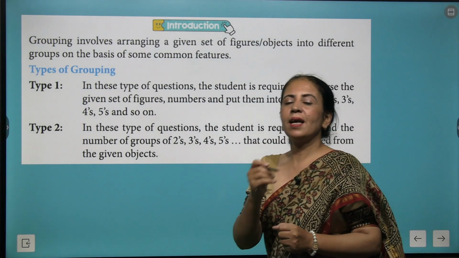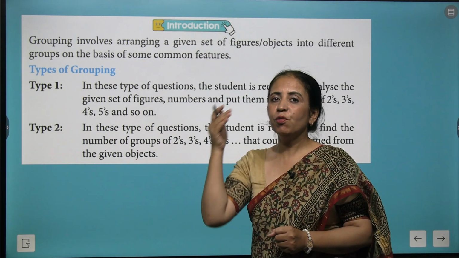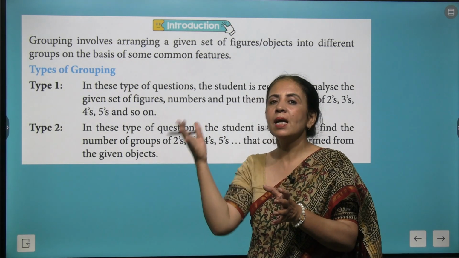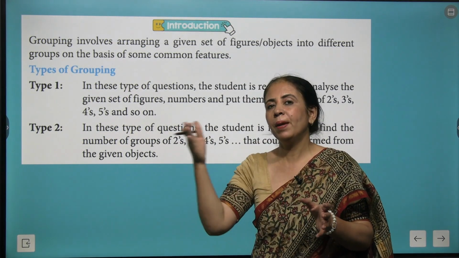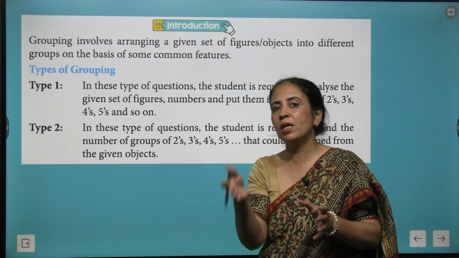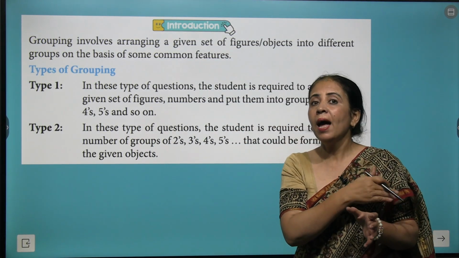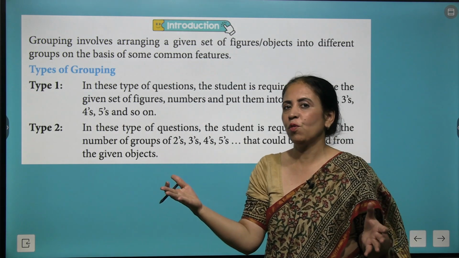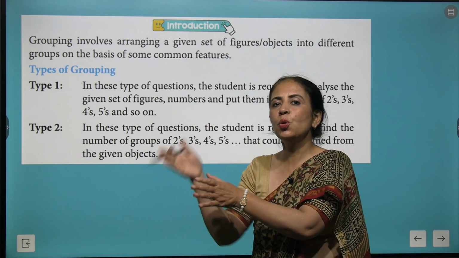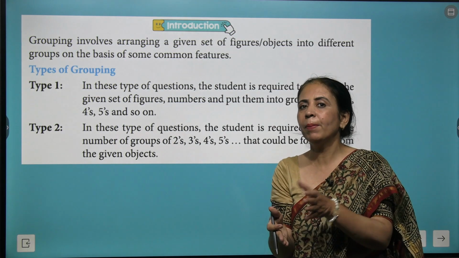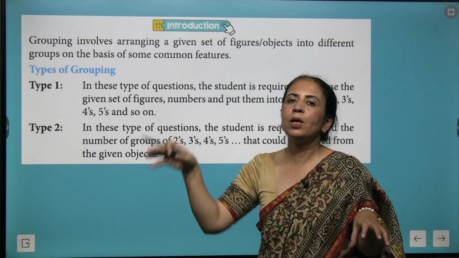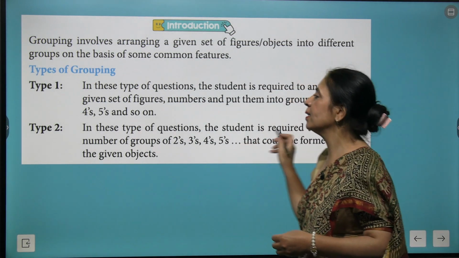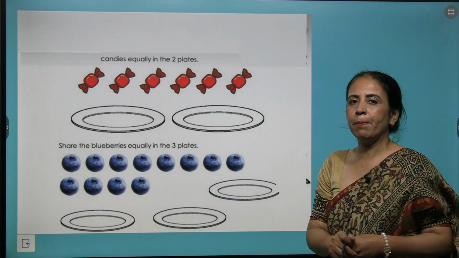So let's understand the types of grouping. The first type is where you have a collection of objects and you want to make groups of 2s, 3s, 4s or 5s. And the second category of question is where you have a collection of objects and you don't know how many will come in each group, but you want to make 2 groups or 3 groups or 4 groups like that. Let's understand it with certain examples.